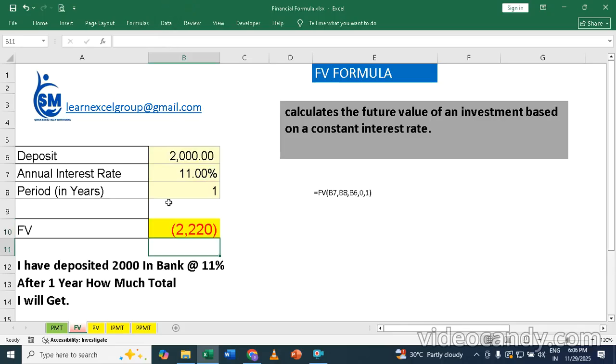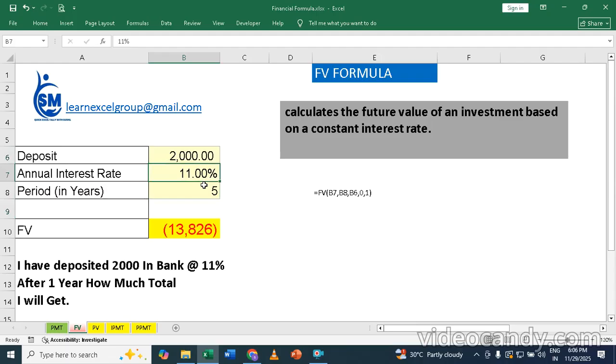According to this condition, I will be paying 2,000 every month, and it tells me that after 1 year you will get 2,220. Instead of 1 year, if I type 10 years, it will tell me how much money I will get after 10 years. You can also change the amount. Instead of 2,000, if I type 1,500, it will show me accordingly. So this is like a recurring deposit.